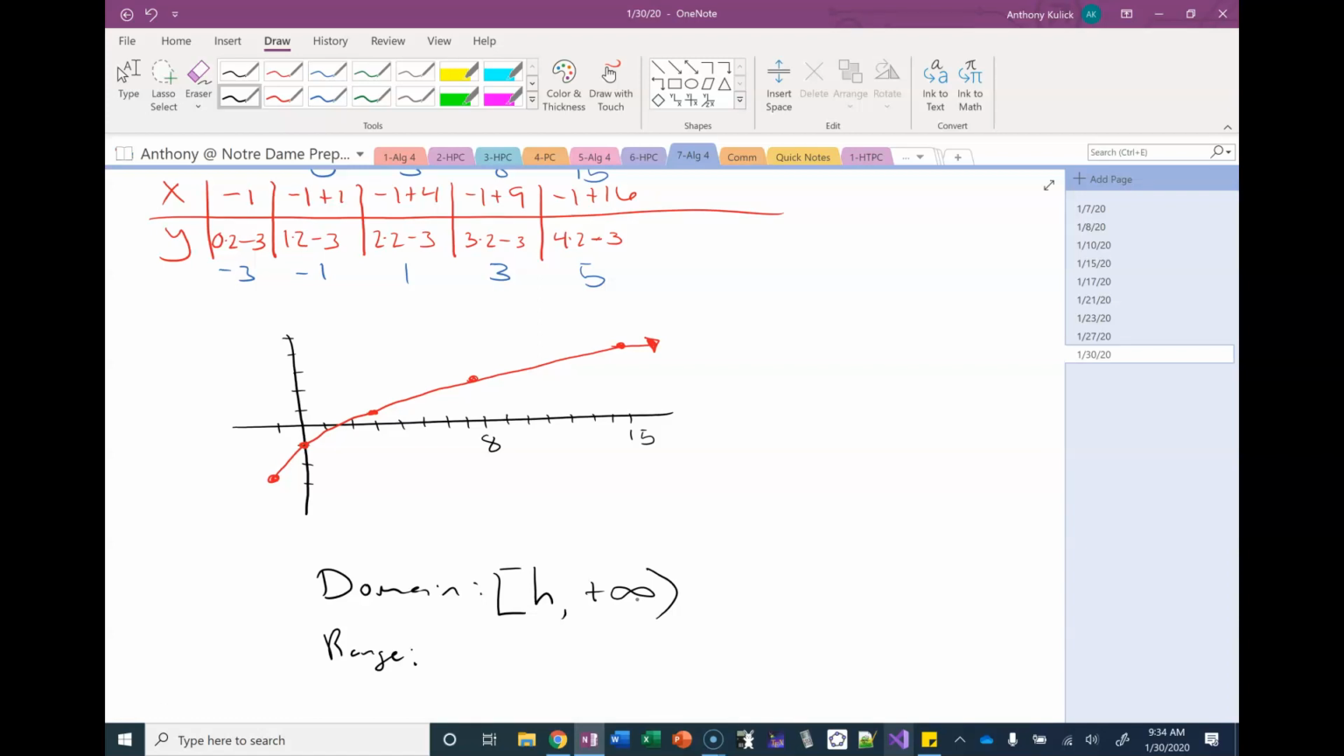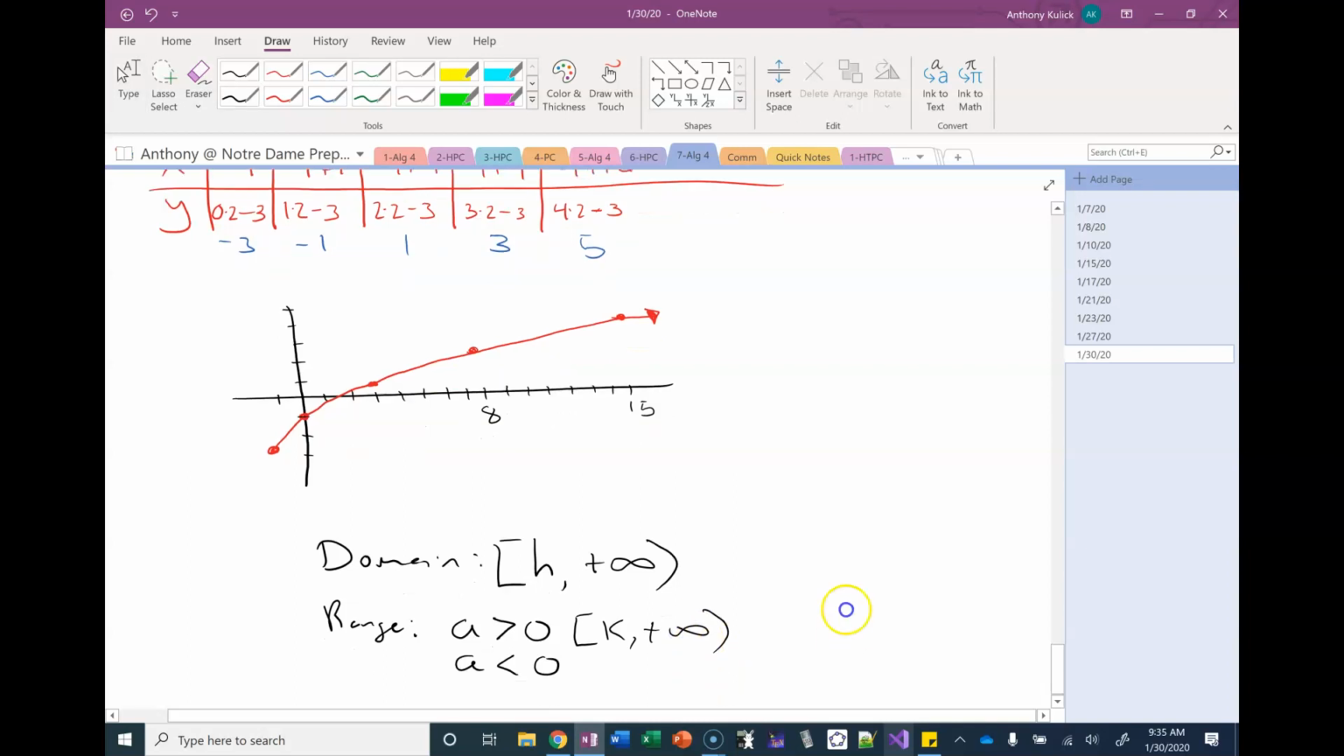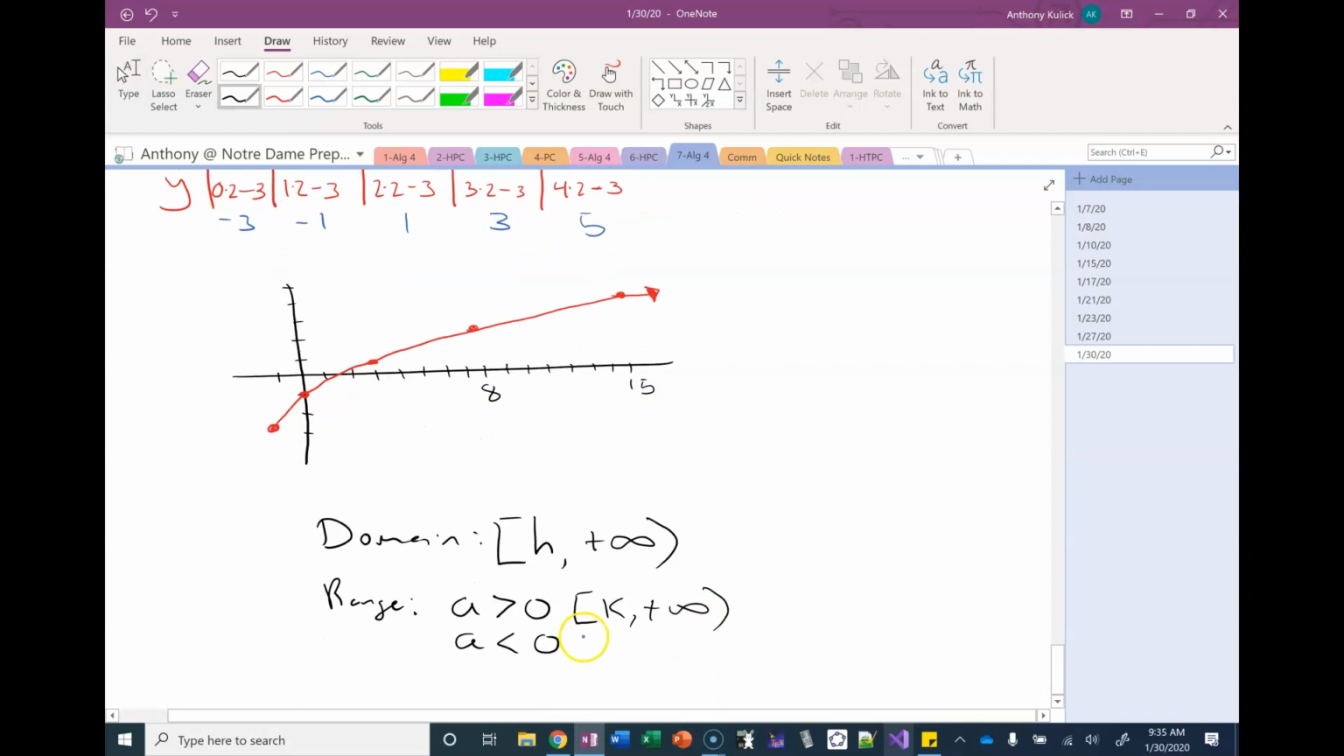Now the range, we could have two different situations depending on whether our a is positive or our a is negative. If our a is positive, notice we have a lowest point. So we'll have a bracket, and that lowest point will always be k, up to positive infinity. If the a is negative, this would be reflected. So there would be no lowest point, but the highest point would be at k.